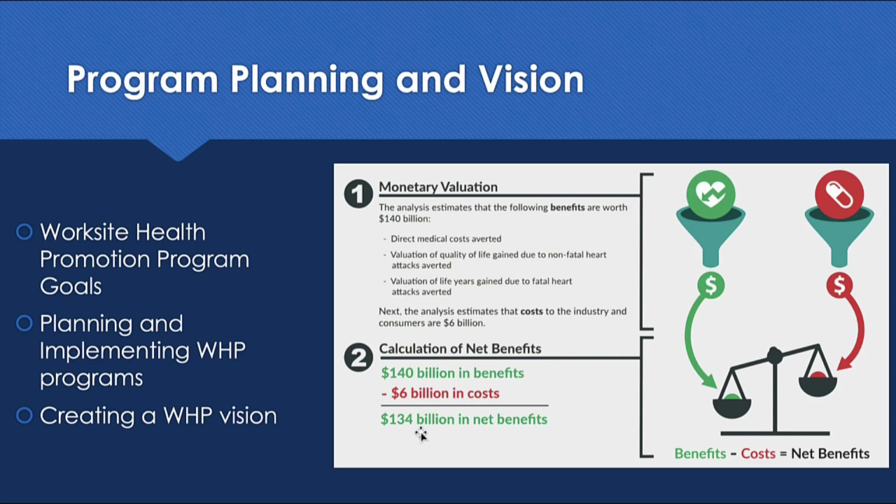You want to do something very similar. What is a program within your overall worksite health promotion program going to cost? So you decide you want to start a smoking cessation program or a fitness program or a lunchtime walking program. What is the cost of that program? And then what are the potential benefits? And those benefits could be medical costs that are averted, decreases in healthcare insurance costs for the company, decreased absenteeism. So you're trying to put a value on everything.